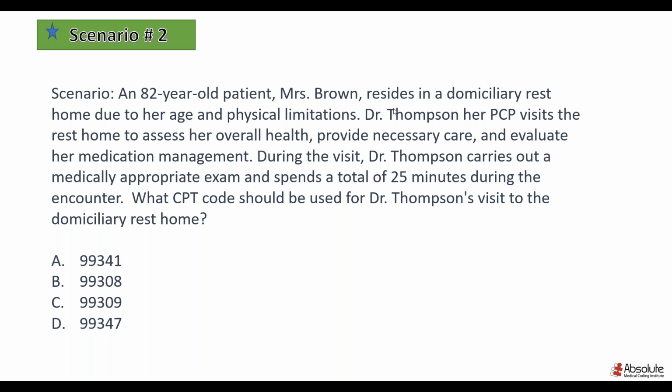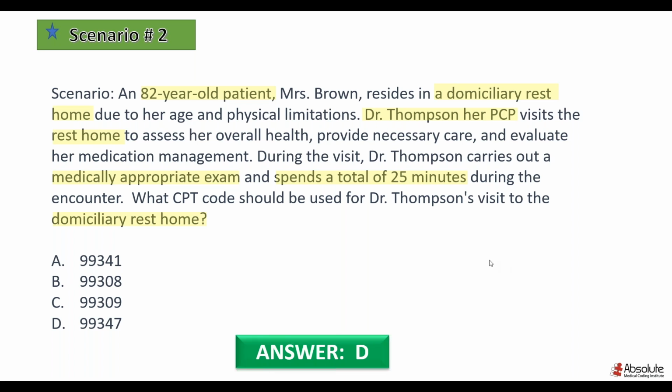Okay, so let's solve this one together. Let's highlight the keywords. Age of the patient, 82-year-old, resides in a domiciliary rest home. Dr. Thompson, her PCP, visits the rest home. A medically appropriate exam has been carried out, and the doctor spends a total of 25 minutes. What are we coding for? We are coding for Dr. Thompson's visit to the domiciliary rest home. So the correct answer, as most of you have said, is going to be option D.